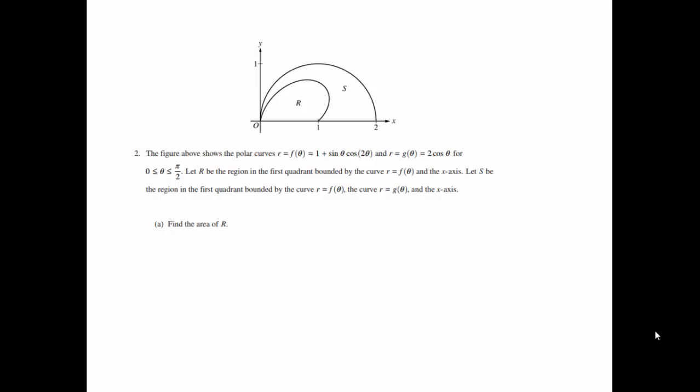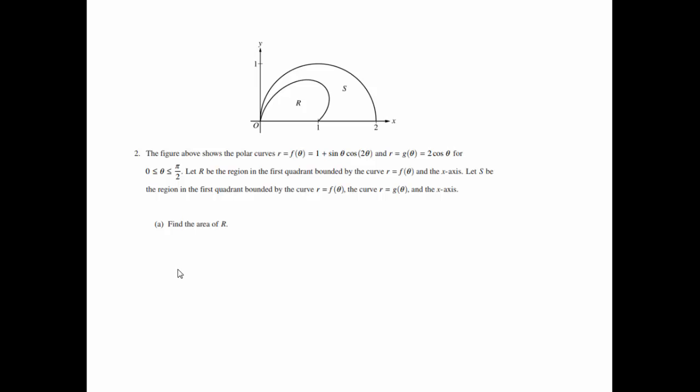Alrighty, problem 2. The figure above shows the polar curves r equals f of theta and r equals g of theta for theta between 0 and pi over 2. Let R be the region in the first quadrant bounded by the curve r and the x-axis. Let S be the region in the first quadrant bounded by the curve r equals f of theta, the curve r equals g of theta, and the x-axis.